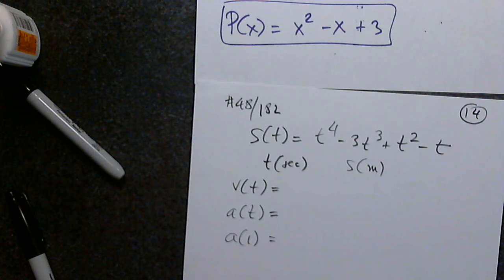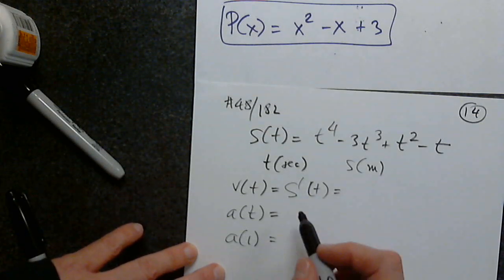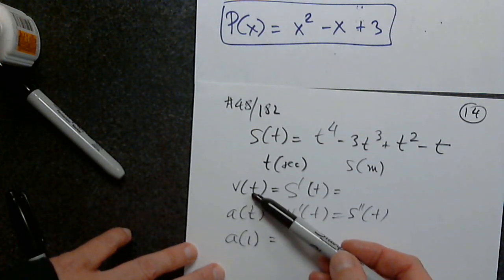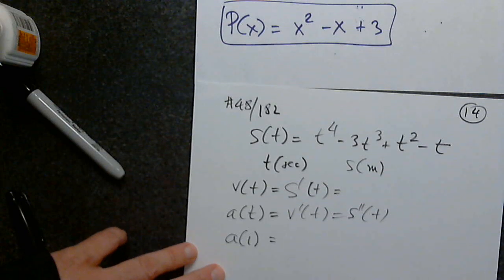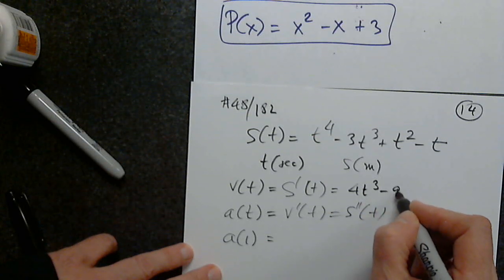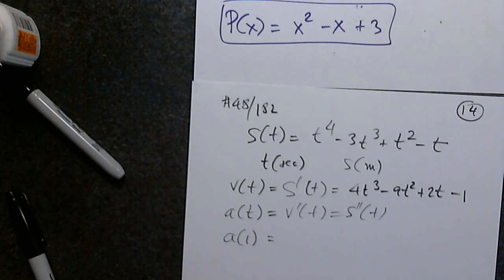You said velocity is the rate of change of distance with respect to time. If you ask me what is your speed right now, I'm going to say 60 miles an hour. It's the rate of change of distance with respect to time. You're saying that's s prime. Exactly. So the acceleration is s double prime, or the velocity prime, because the acceleration is the rate of change of velocity with respect to time. So here we have 4t to the third minus 9t squared plus 2t minus 1. That is the velocity.